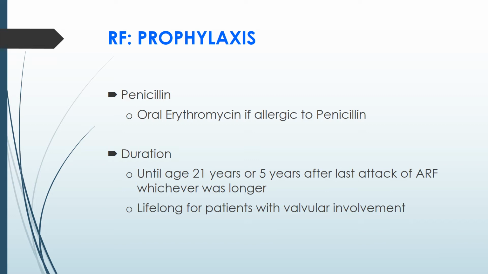This penicillin prophylaxis should be taken until the age of 21 years, or 5 years after last attack of acute rheumatic fever, whichever was longer. Patients with valvular involvement need to take the prophylaxis lifelong.